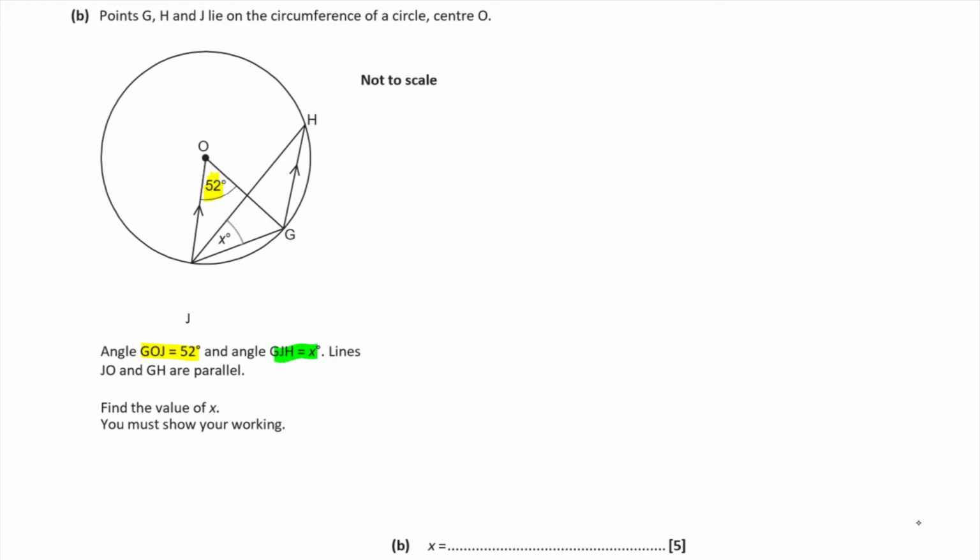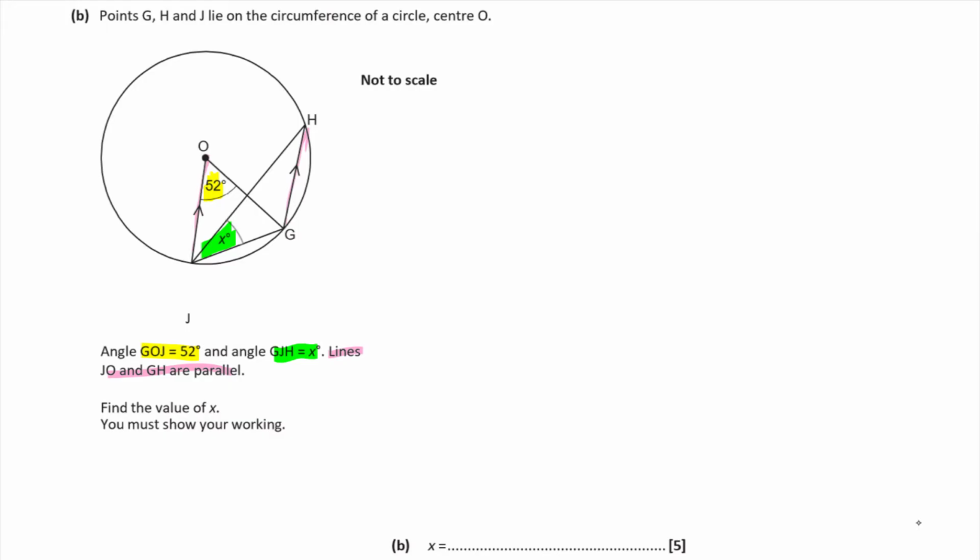Angle GJH is equal to X. That's there, look. And we've got the two parallel lines marked. They've been marked here, look, and here. So they're already on the diagram. Now we need to find the value of X. So that angle down there, what's that one?